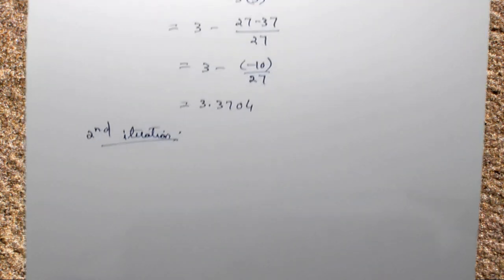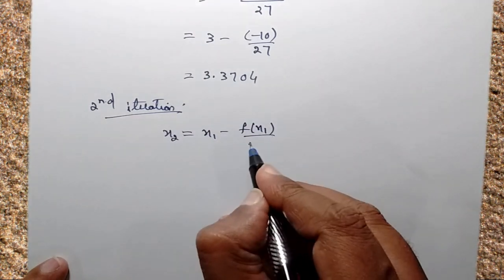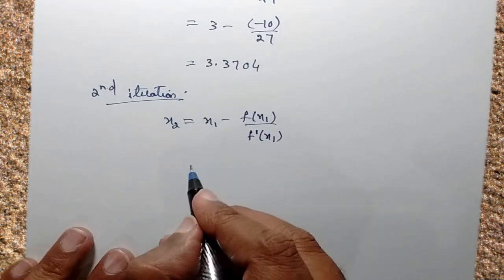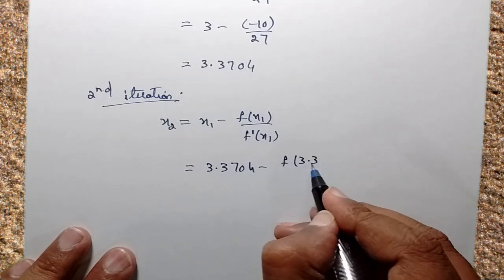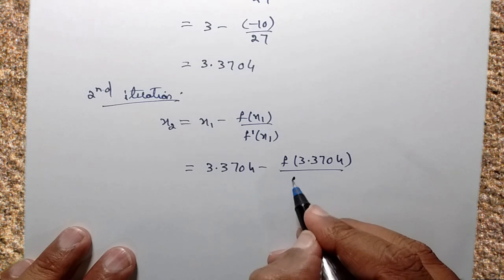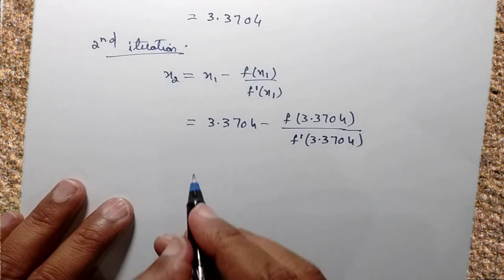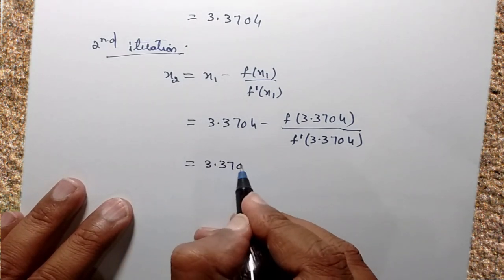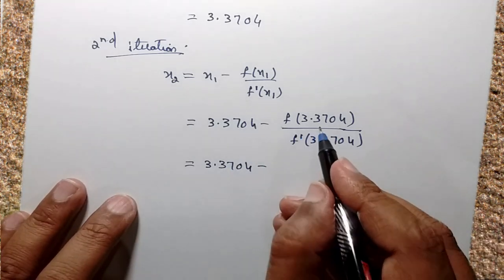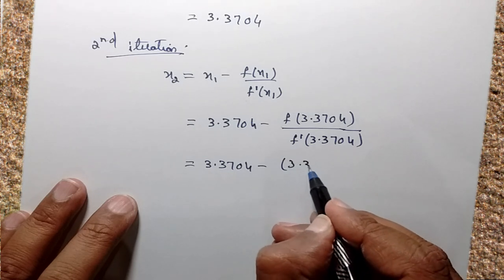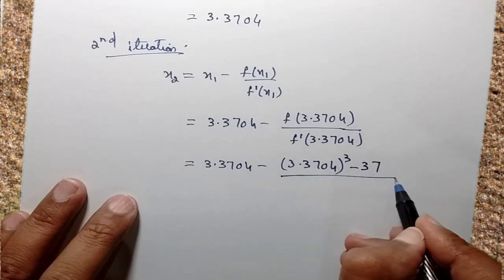So second iteration, you have x2 equals x1 minus f of x1 divided by f dash of x1. What is the x1 value? 3.3704 minus f of 3.3704 divided by f dash of 3.3704, which will be equals to 3.3704 minus, what is the f of x value? F of x is x cube minus 37. So the x value over here is 3.3704 whole cube, x cube minus 37, divided by f dash.